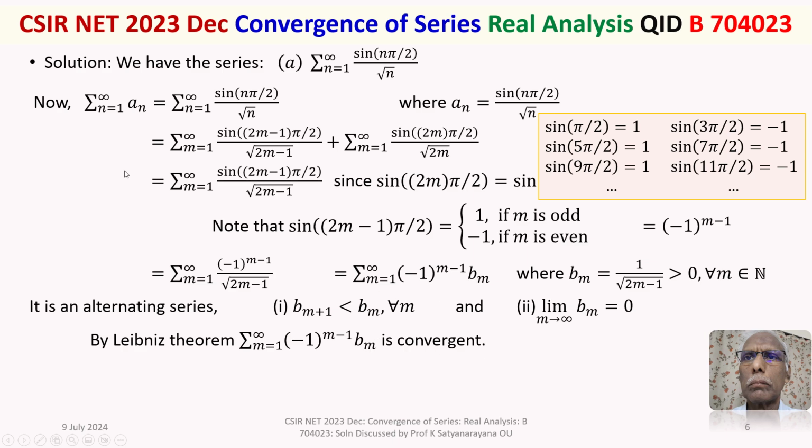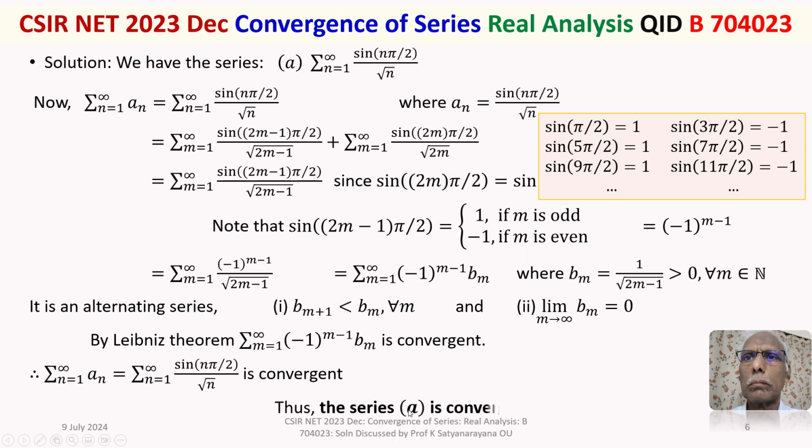But this is precisely sigma an. Therefore, sigma n equals 1 to infinity an, which is sigma n equals 1 to infinity sine of n pi by 2 by square root of n, is convergent. That means the series given by A is convergent.